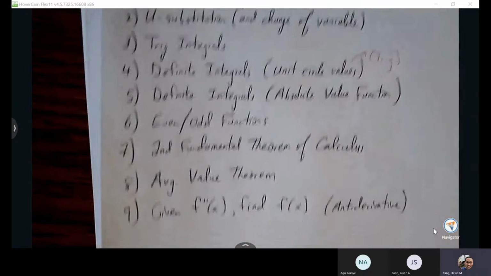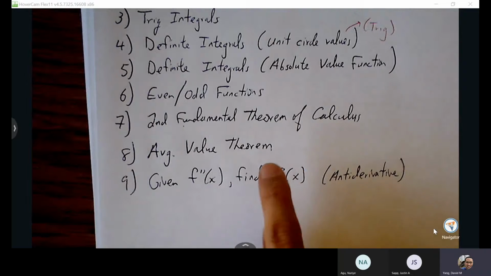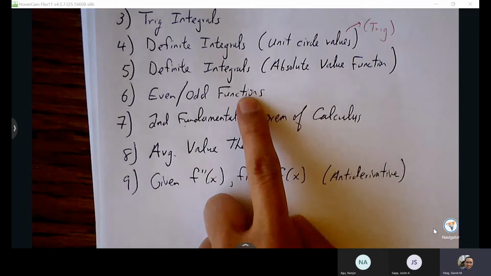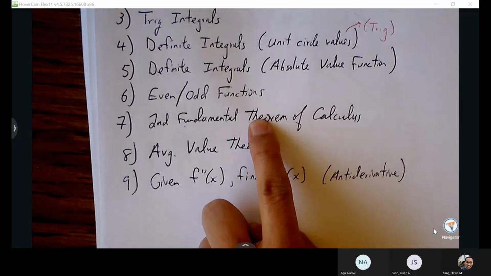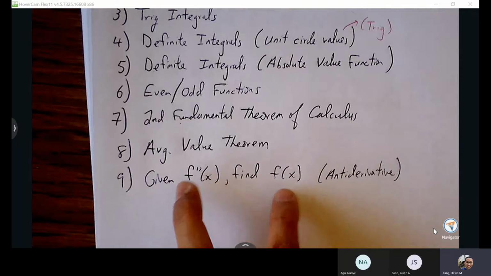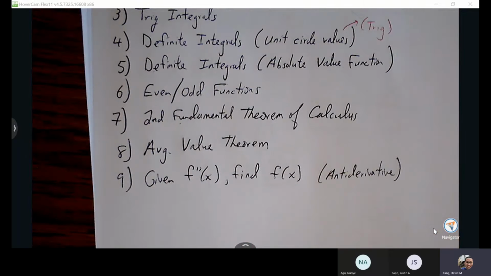Okay, so tomorrow morning, maybe I'll go over the last few topics that we've recently seen: even and odd functions, second fundamental theorem, average value theorem, and being able to make our way from acceleration to velocity to position. That just means we're going to go through power rule twice, plus C's will show up, and we just find the C values along the way.